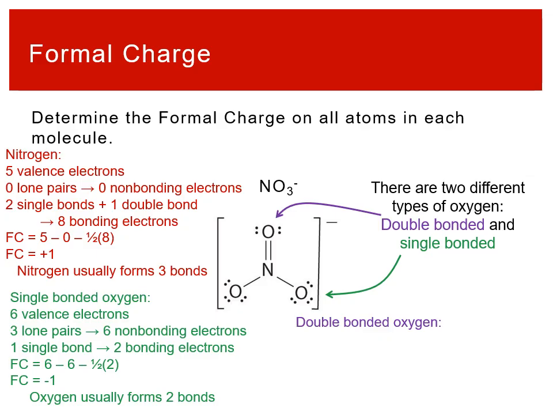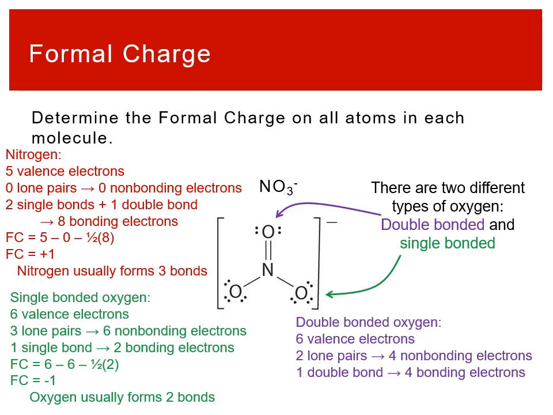Then if we look at the double bonded oxygen up top, same 6 valence electrons going in as the other one, but we can see the distribution is different. I have 2 lone pairs for 4 non-bonding electrons, and then 1 double bond for 4 bonding electrons. And so when I look at the formal charge now, I get 0. So that double bonded oxygen is lining up with what we would expect with 2 bonds on the oxygen atom, so it gets a formal charge of 0.